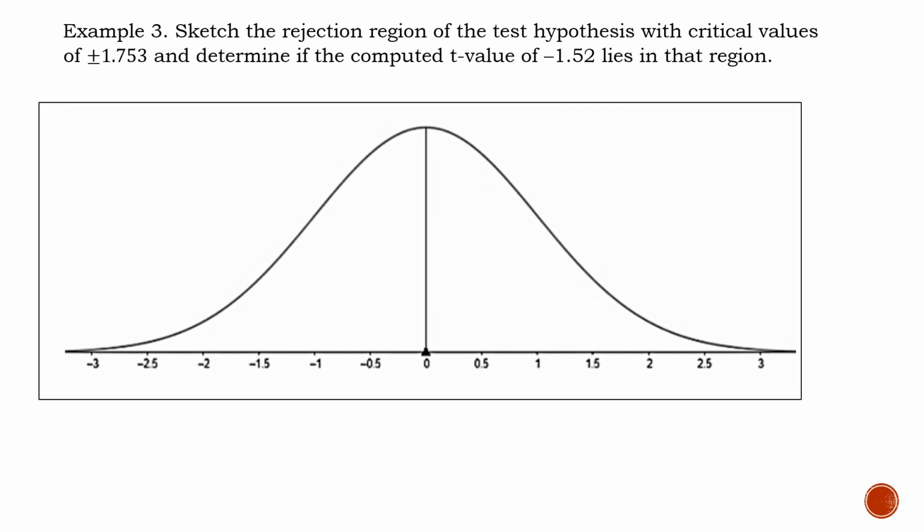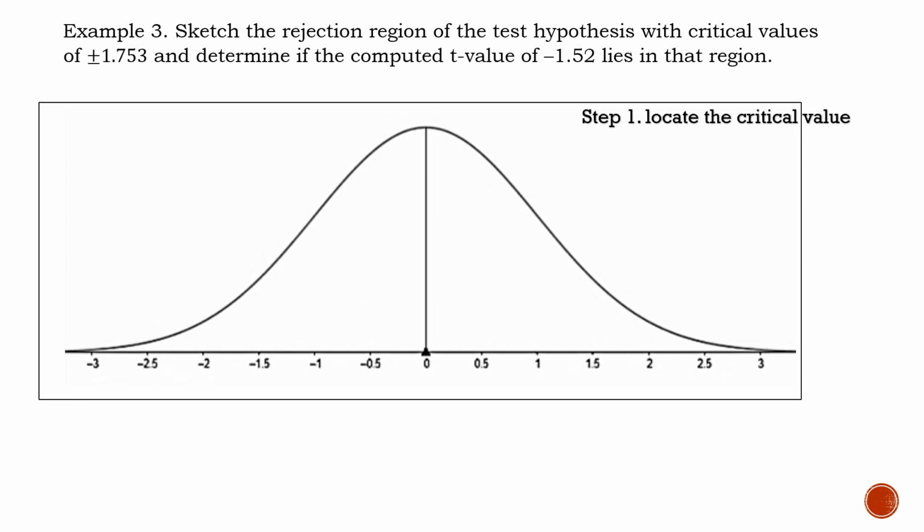Example number 3. Sketch the rejection region and test the hypothesis with the critical values of positive and negative 1.753, and determine if the computed t-value of negative 1.52 lies in that region. So notice that our critical values are positive and negative. This means this is a two-tailed test, so there are two rejection regions on both ends.